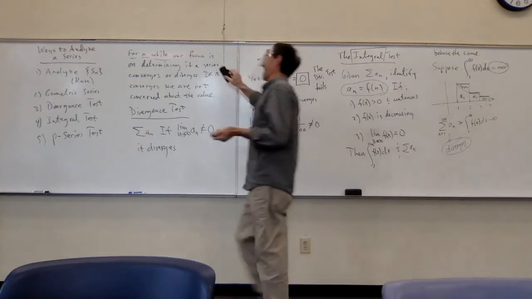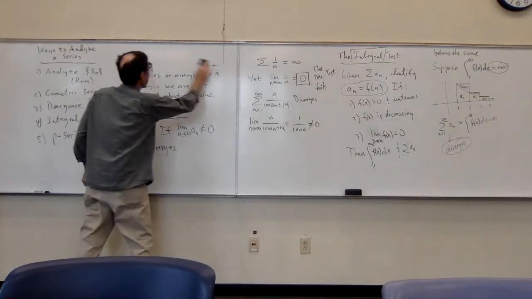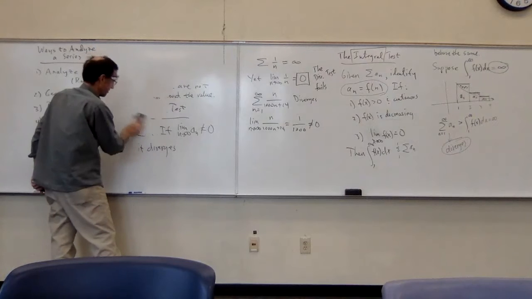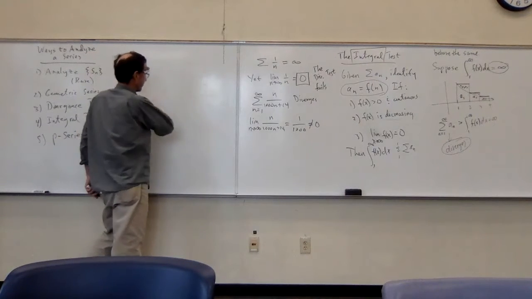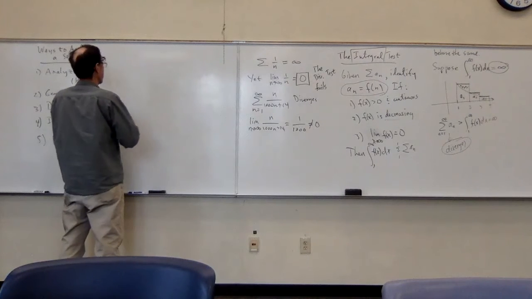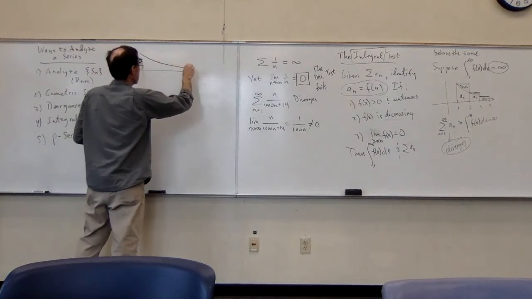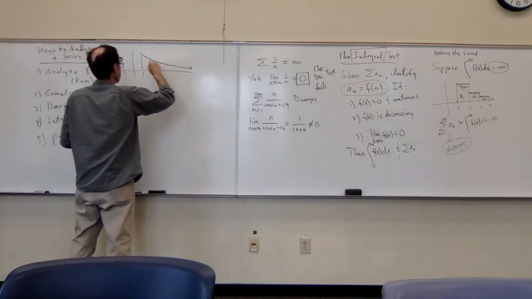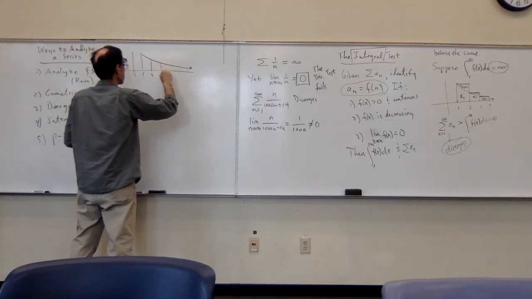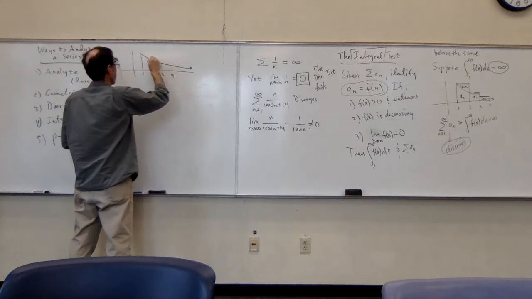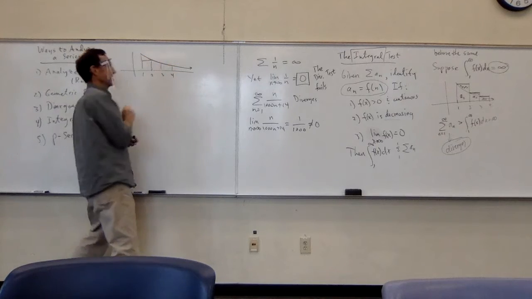Suppose the integral converges. So our picture is about the same. And then here's 1, 2, 3. What I'm going to do is form rectangles underneath the function.